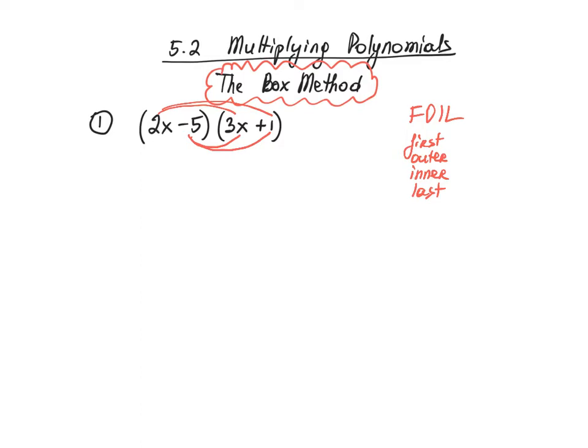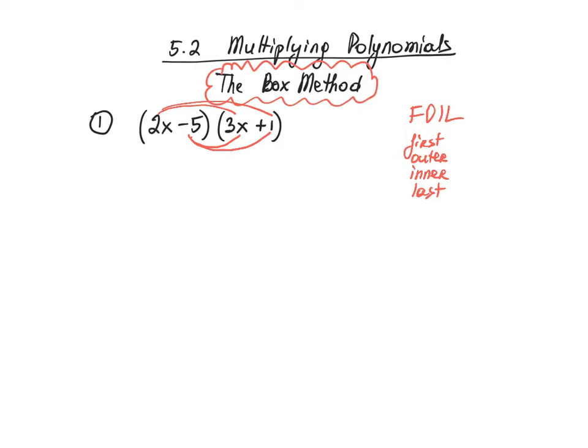For example, first stands for multiplying 2x times 3x because those terms are first in each binomial. Outer stands for multiplying 2x times +1 because those are the outer terms when you look at the entire product. Inner terms are -5 and 3x. As you can see, they're kind of in the middle of this entire problem. And last are -5 and 1. They're last in each binomial.